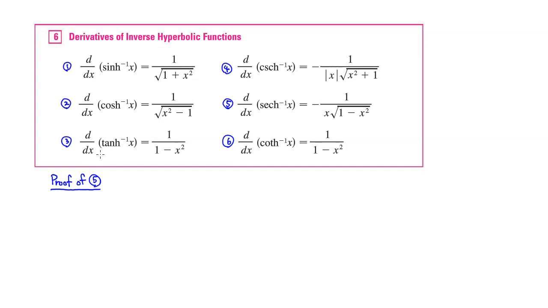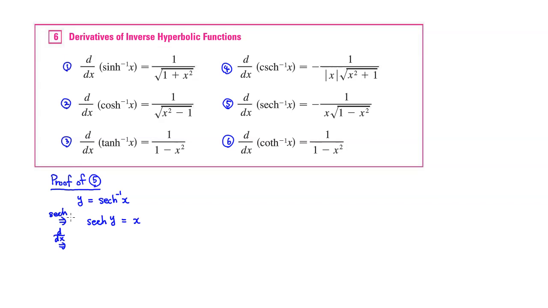We want to find the derivative of this; I'm going to call it y, which is equal to inverse hyperbolic secant of x. We don't know how to deal with the inverse hyperbolic function yet, so I'm going to apply hyperbolic secant. So you have hyperbolic secant of y is equal to x. Now we're going to use implicit differentiation and take the derivative with respect to x.